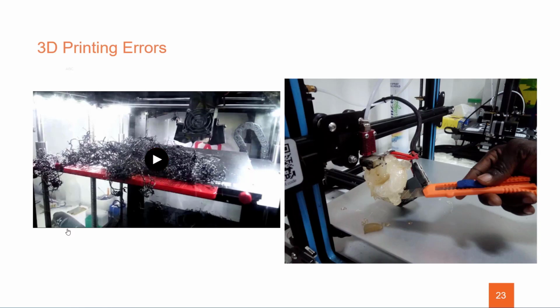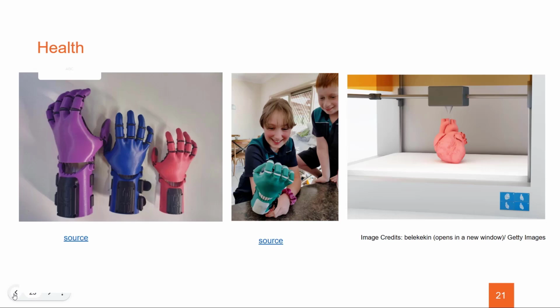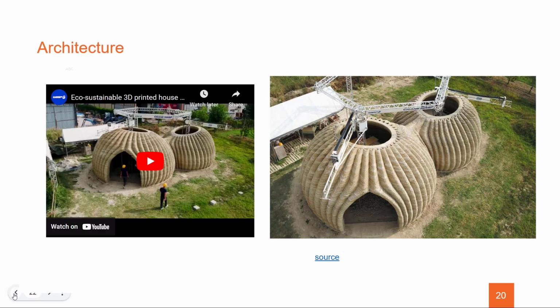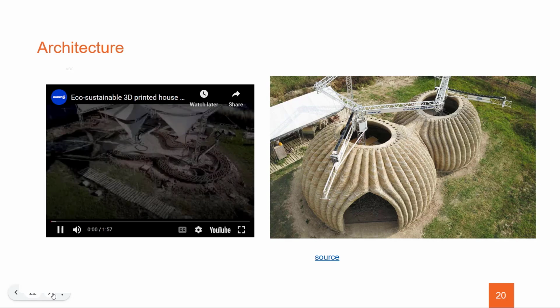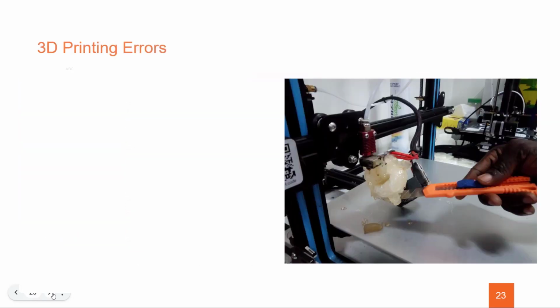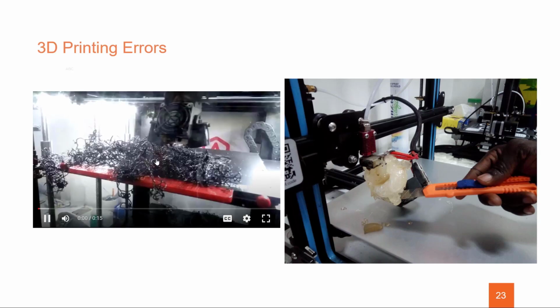So in our previous lesson we learned about some applications of 3D printing, as you see here: prosthetics, agriculture, architecture, education, and the like. In this particular lesson we are going to focus on some errors. These are some errors we encountered some years back doing some 3D printing exercises.